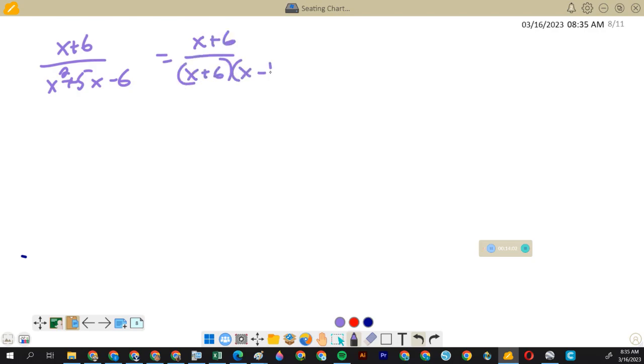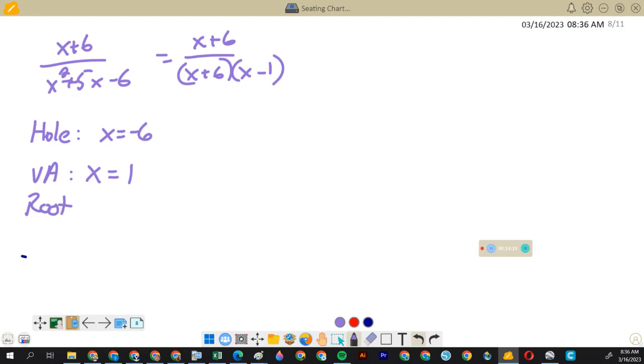Look at number 12. X plus 6 over x squared plus 5x minus 6. So that is x plus 6 over x plus 6 times x minus 1. So there is a hole at x equals negative 6. There is a VA at x equals 1.